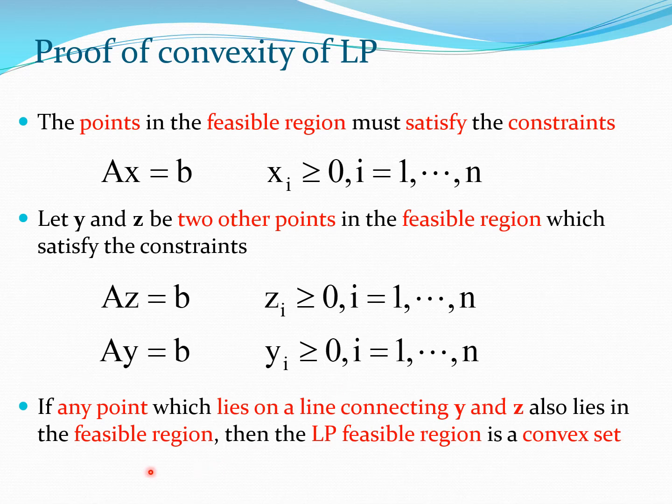Now to prove convexity, we need to prove that if a point lying on a line connecting y and z also lies in the feasible region, then the LP feasible region is a convex set. So what we are going to do is create a general point which lies on a line between y and z and see whether this point also lies in the LP feasible region or not. So let's keep these three conditions in mind here and move to the next slide.